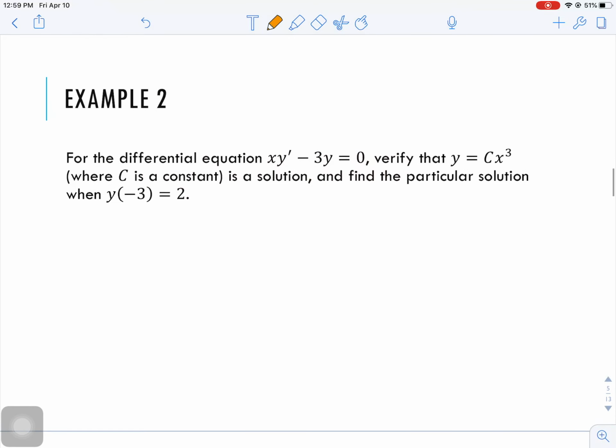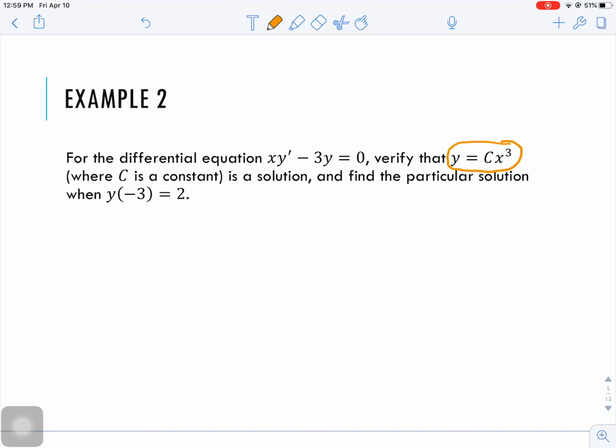Example 2. For the differential equation x times y prime minus 3y equals 0, verify that y equals c times x cubed, where c is a constant, is a solution of that differential equation, and then find the particular solution when y of negative 3 equals 2. So this is kind of like the previous problem. We want to show that this is a solution of the given differential equation.